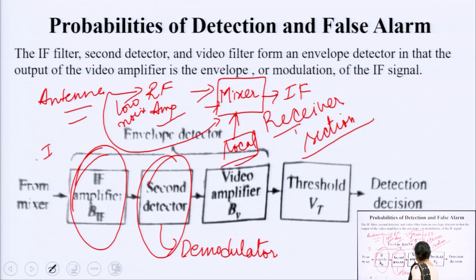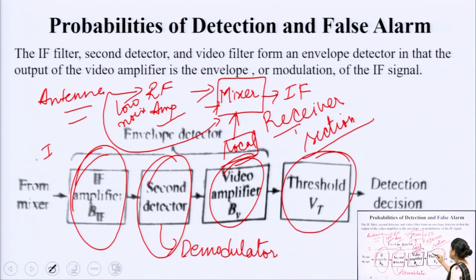So, what is the function of the demodulator? The demodulator basically functions the same as we used to do in the communication system. It separates our modulating signal and our carrier. So, in this section it separates the transmitting signal and the carrier signal, and after that it gives the signal to the video amplifier. The video amplifier will amplify the signal to that level so that it can be displayed on the screen.